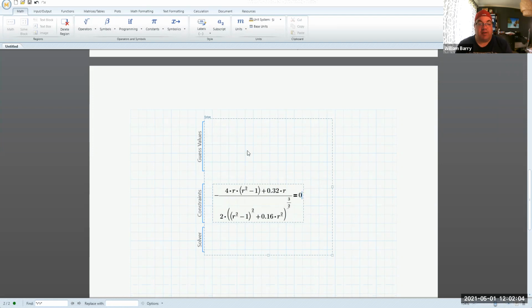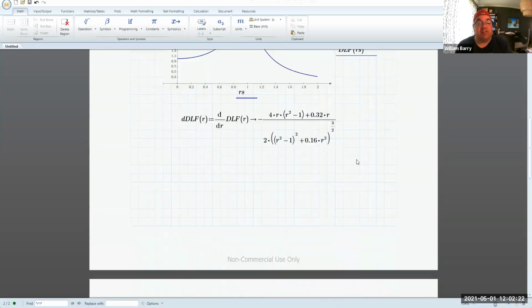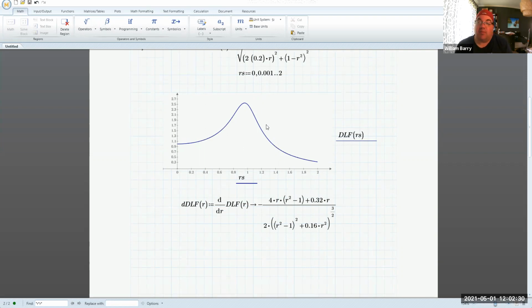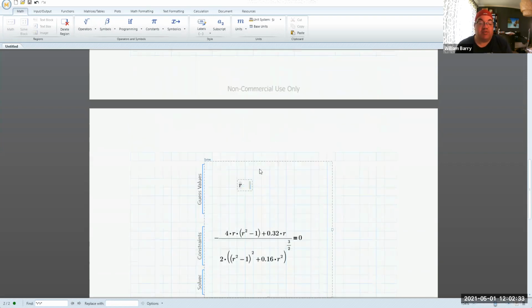The second part up here, this is a guess value. We have to give a guess value for the variable that we're solving for. So we're trying to solve for R. So we have to use the assignment operator, that's the colon equals sign, to assign a guess value to R. Now, what's a reasonable guess value for R? Right, we know the R that's going to maximize the DLF is around here. It's about 1, right? So 1 is probably a reasonable guess. You want to try to be in the vicinity of the actual answer if you can.